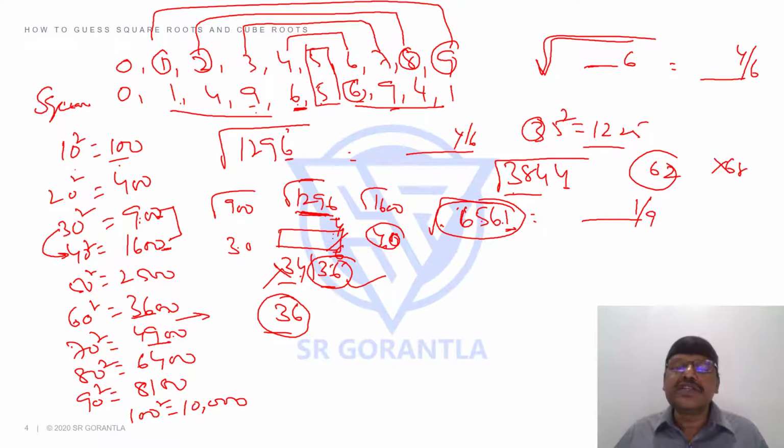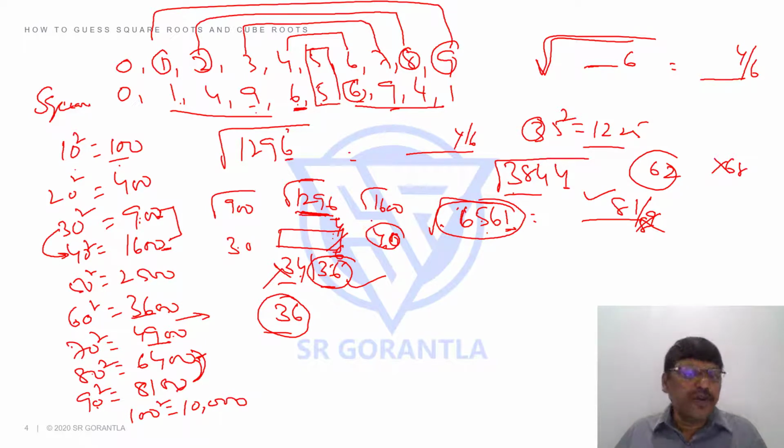Students, 6561 is between 6400 and 8100. Hence, my likely answer is going to be between 80 and 90. It should be between 80 and 90. Unit place is 1 or 9, which means my answer is either 81 or 89. But if you see, students, 6561 is close to 6400 rather than 8100. Hence, my answer should be close to 80. Hence, the answer is 81, not 89.